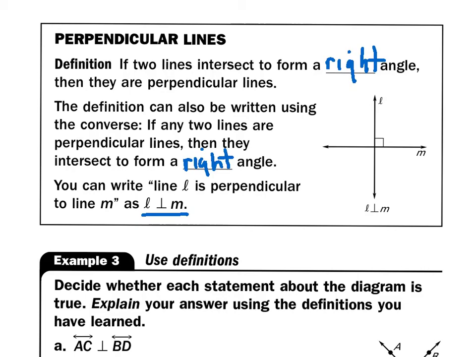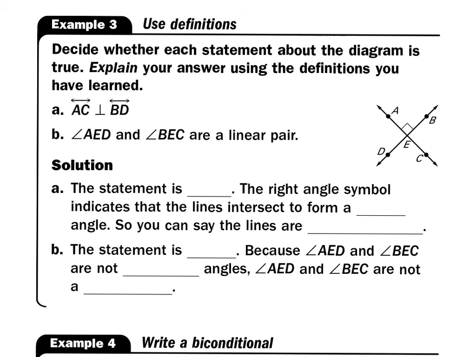Example 3. Use definitions. Decide whether each statement about the diagram is true. Explain your answer using the definitions you've learned. Line AC is perpendicular to line BD. Is that true? Yes, the statement is true. The right angle symbol indicates that the lines intersect to form a right angle. So you can say the lines are perpendicular.